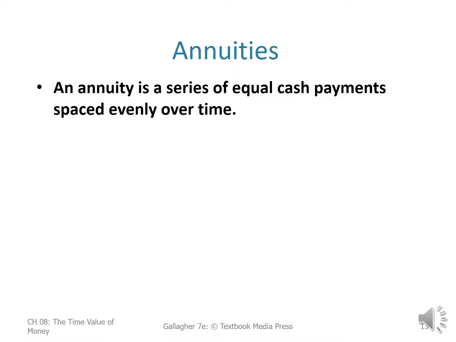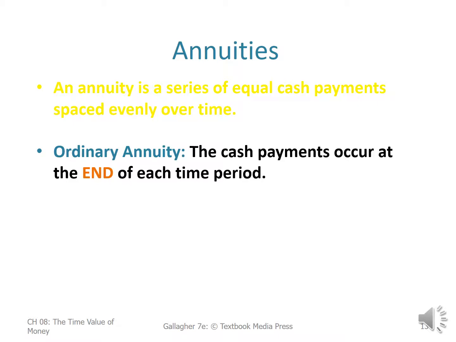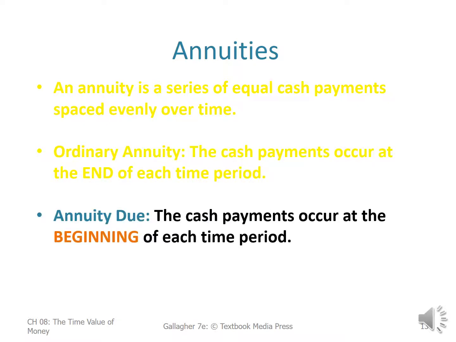Annuities. An annuity is a series of equal cash payments spaced evenly over time. Ordinary annuity: the cash payment occurs at the end of each time period. Annuity due: the cash payment occurs at the beginning of each time period.